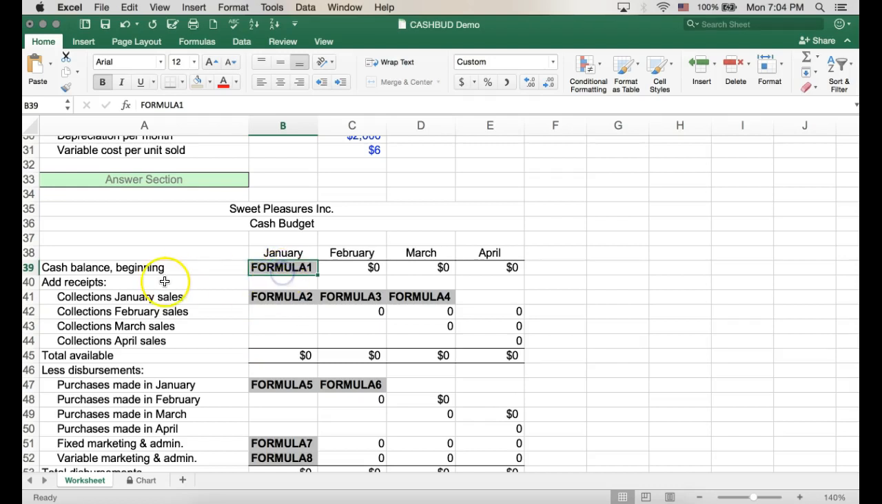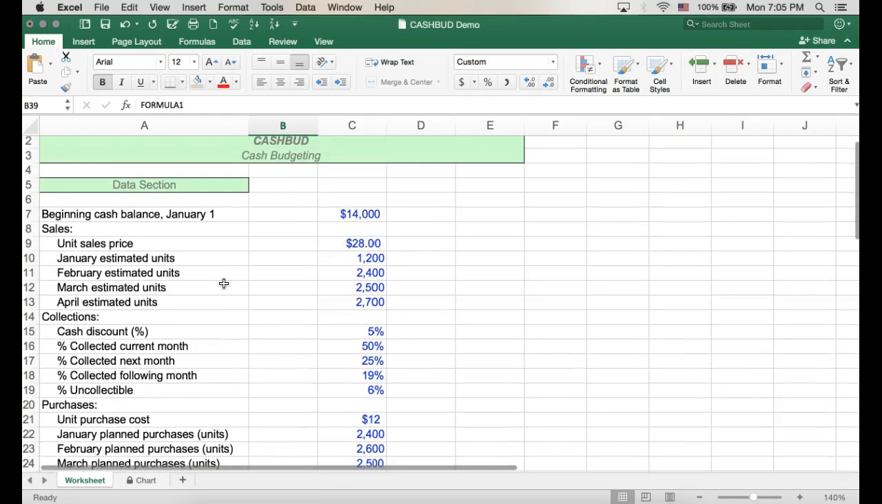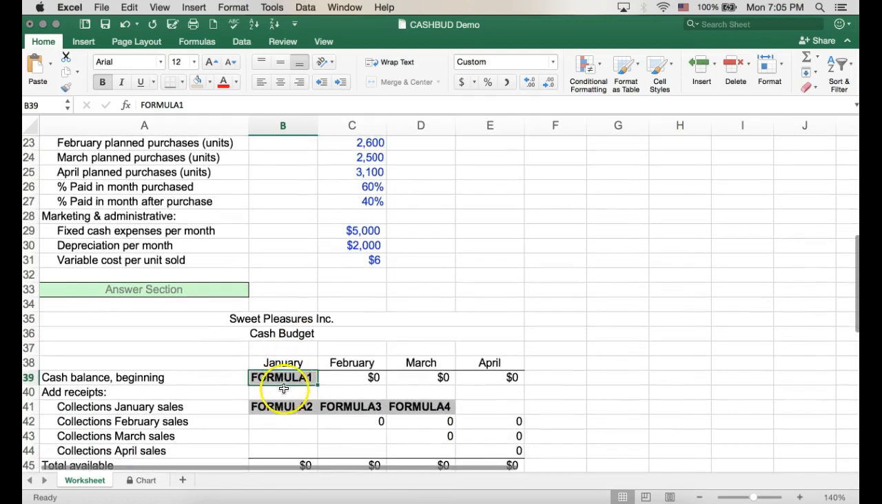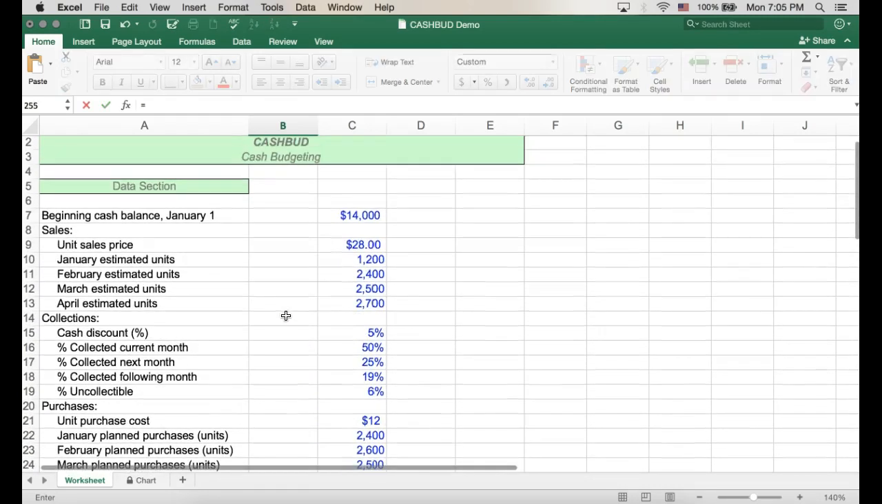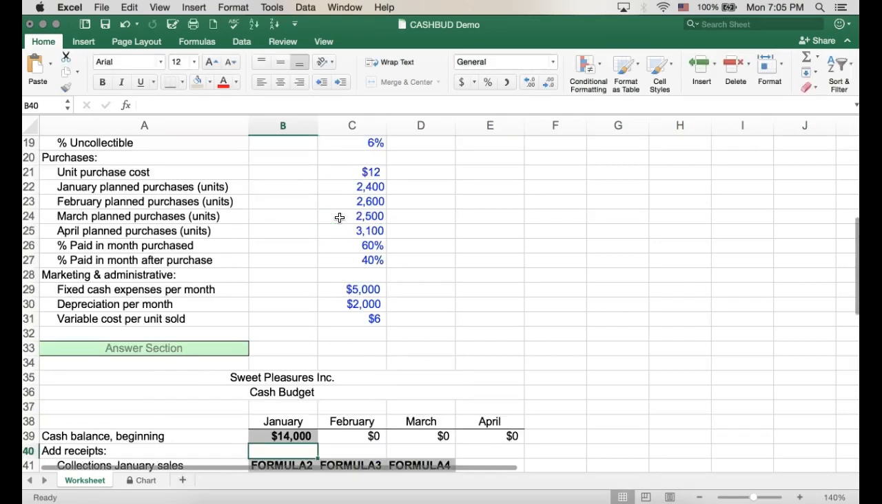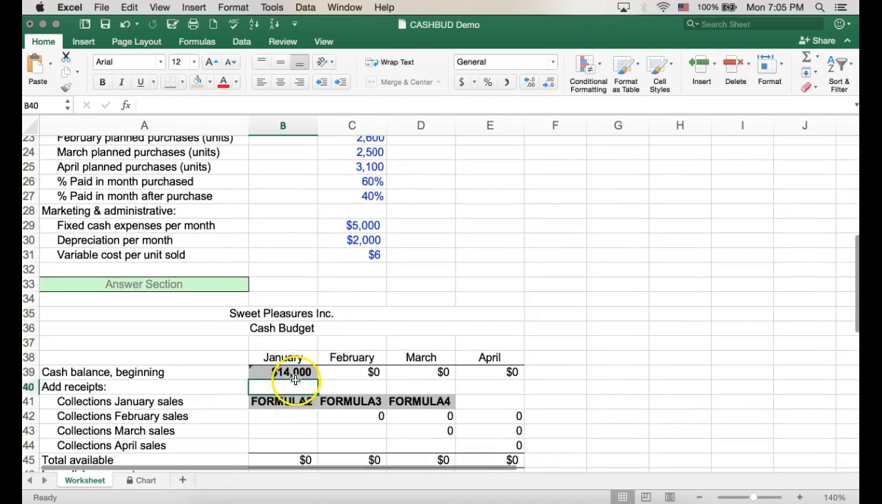For formula number 1, that's just basically the beginning balance. So again, before I input these formulas, there's really no tricky formulas involved here. It's basically just going through this spreadsheet and seeing what the data section has, and then just following the instructions here. So formula number 1 would be cash balance in the beginning. So we go equals and look for the beginning cash balance January 1st, which is this cell address C7, and enter. And that looks correct.